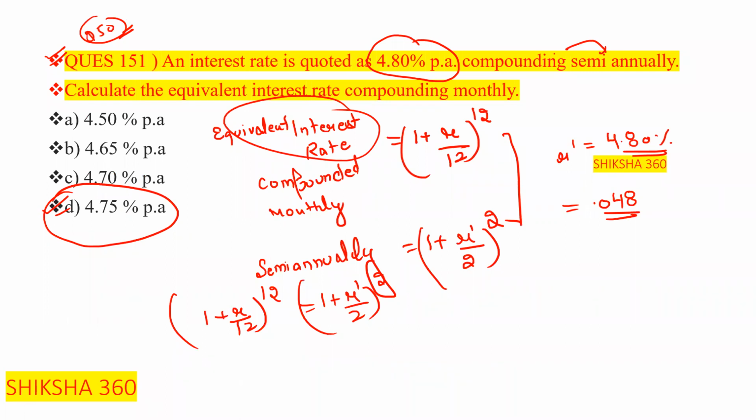The first thing you have to understand is that they have given two different scenarios. In the first, they have quoted the interest rate per annum, to be compounded semi-annually, so we calculate the equivalent interest rate for that. In the next case, we have to find the equivalent interest rate that is to be compounded monthly.